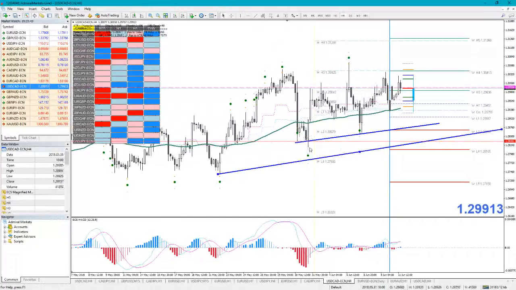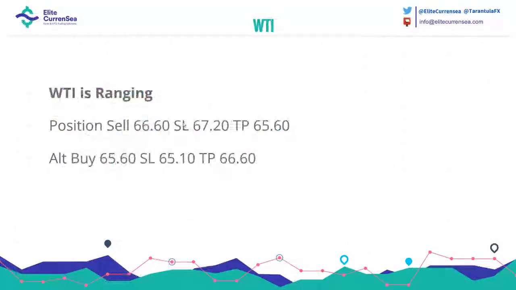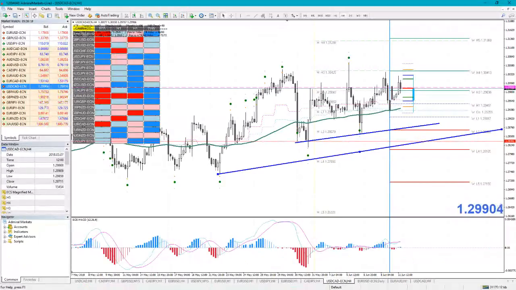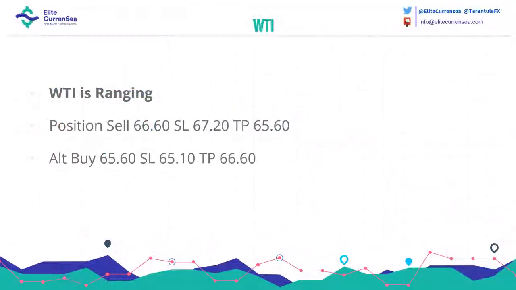And WTI, guys. It's ranging. I traded WTI, made 45 pips today. But unfortunately, I don't have it here on this account, but just take a look at these levels. And I think that we could actually make some nice trades here. Okay, so this could be it. Sell 66.60, stop 67.20, TP 65.60. Buy 65.60, stop 65.10, and TP 66.60. So sell here, buy there.